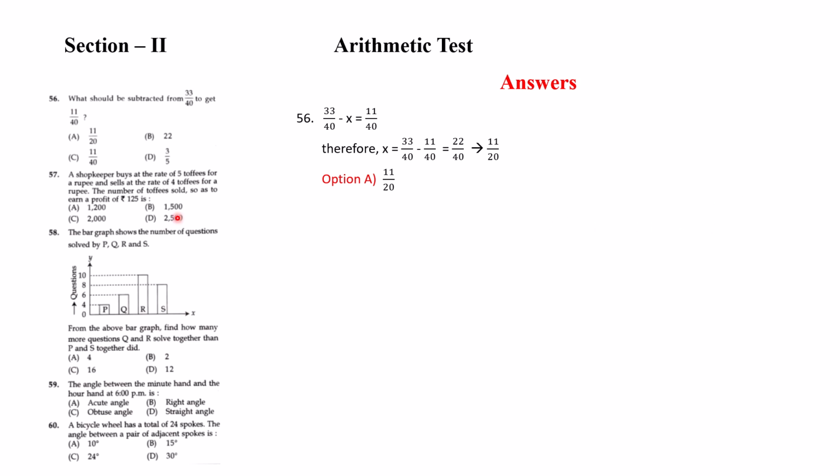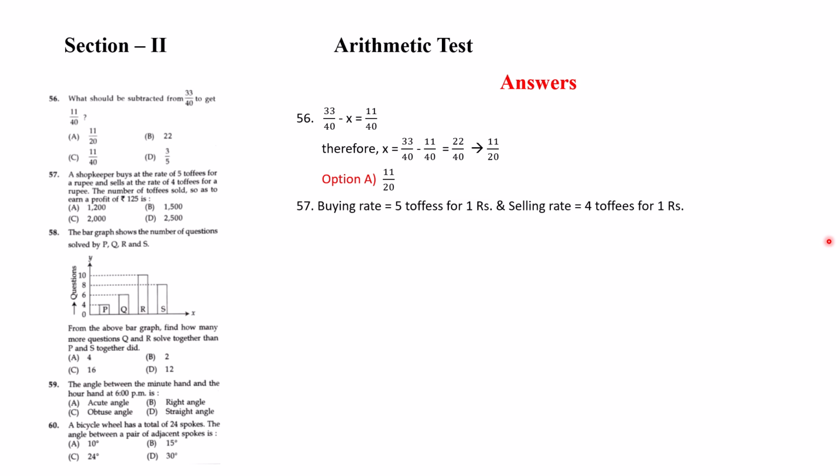Next question is question number 57, which says a shopkeeper buys at the rate of 5 toffees for a rupee and sells at the rate of 4 toffees for a rupee. The number of toffees sold so as to earn a profit of 125 is how much? This is a bit tricky question. We need to spend a lot of time in solving this.